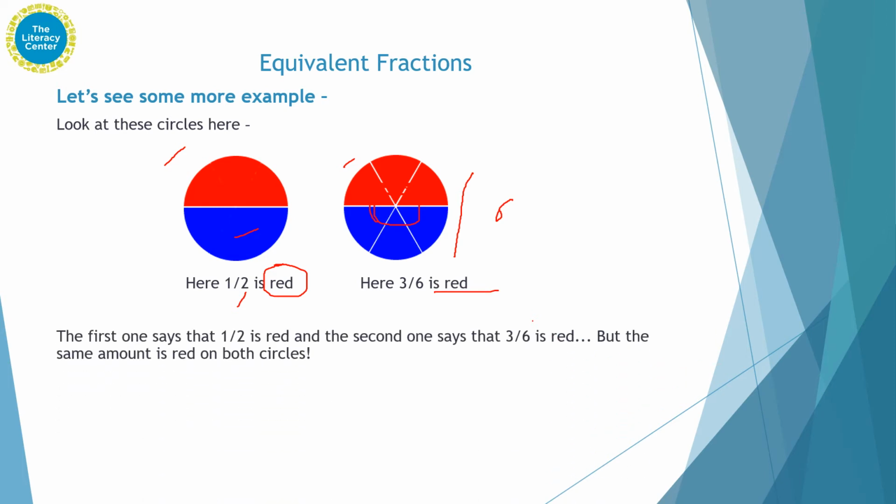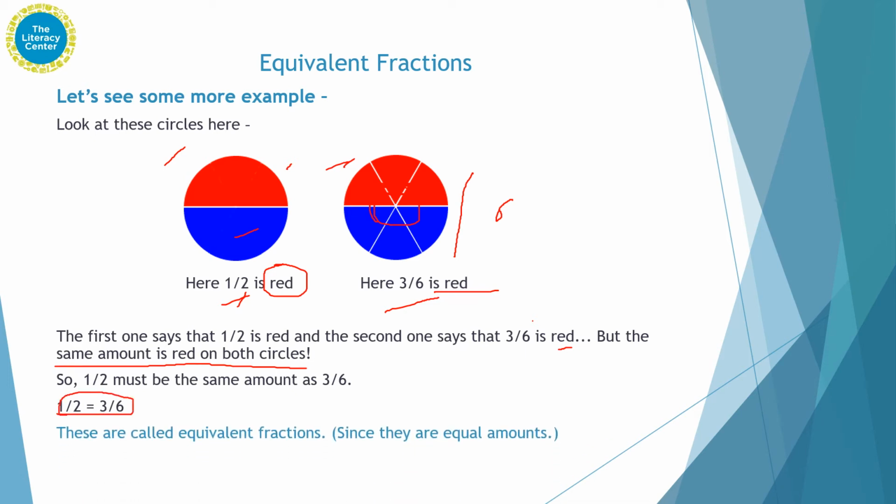So technically, the first one says that half is red and the second one says 3 parts out of 6, 3 by 6 is red. But the same amount of red is there on both circles, right? So this 1 by 2 must be the same amount as 3 by 6. So we can say 1 by 2 is equal to 3 by 6.